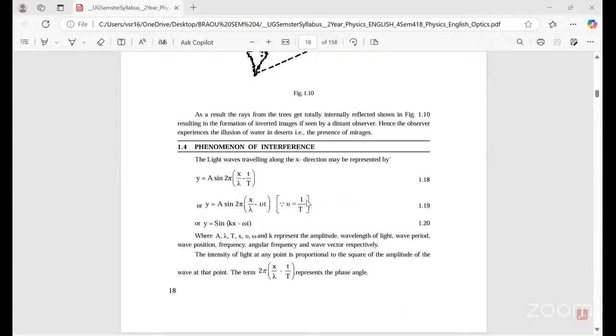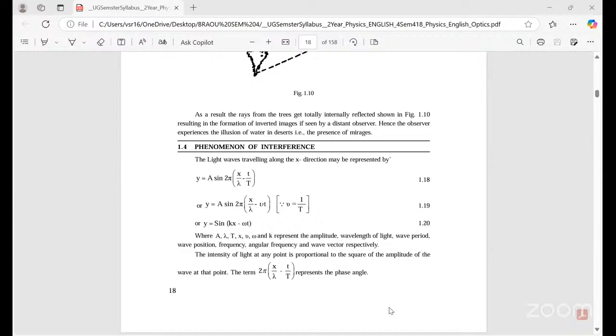The reciprocal of the time period gives the frequency. What is capital T? It is 2 pi by omega. Or else this equation may be written as y equals sine kx minus omega t, where k is the propagation constant and omega is the angular frequency.